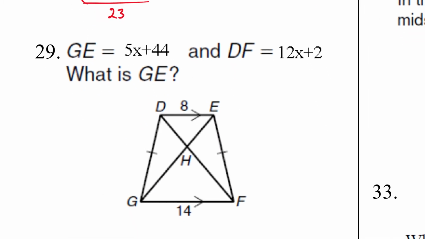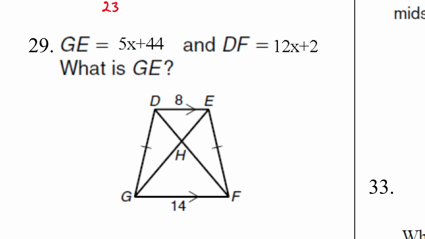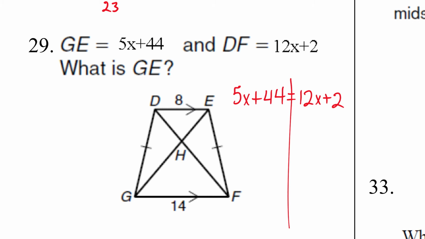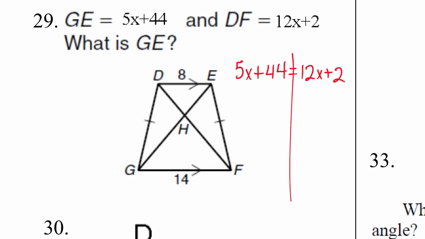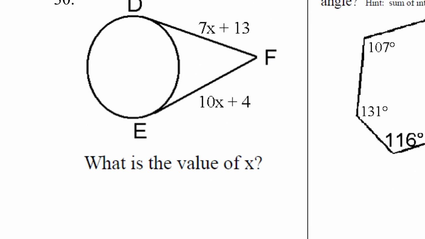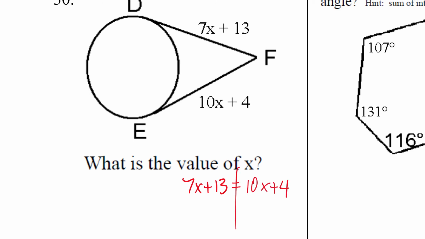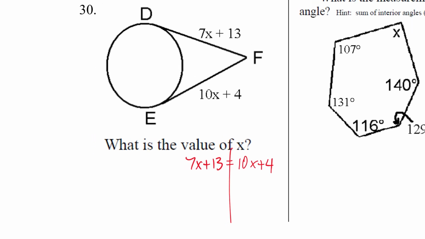Okay, number 29, GE and DF are congruent, so you're just going to put 5x plus 44 equals 12x plus 2. And then you're going to solve for x on that. Okay, on this one, these are equal, so we're going to set 7x plus 13 equal to 10x plus 4 and solve for x.